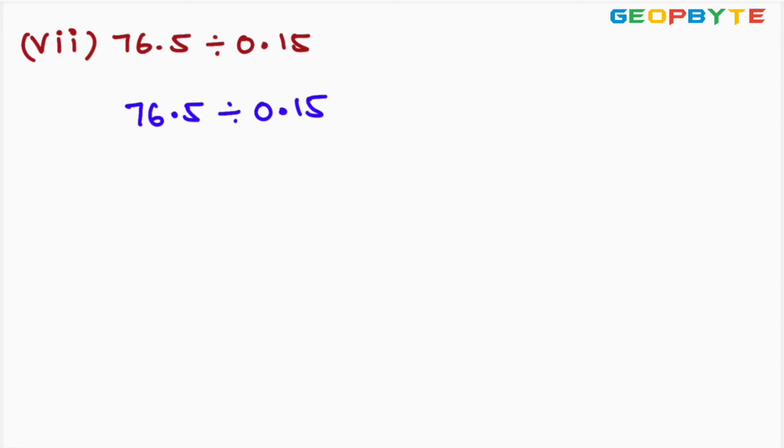Seventh one, 76.5 divided by 0.15. We have 76.5 divided by 0.15, which is equal to, in the first number after the decimal point we have only one digit. So in order to eliminate the decimal point, we need to divide by 10.